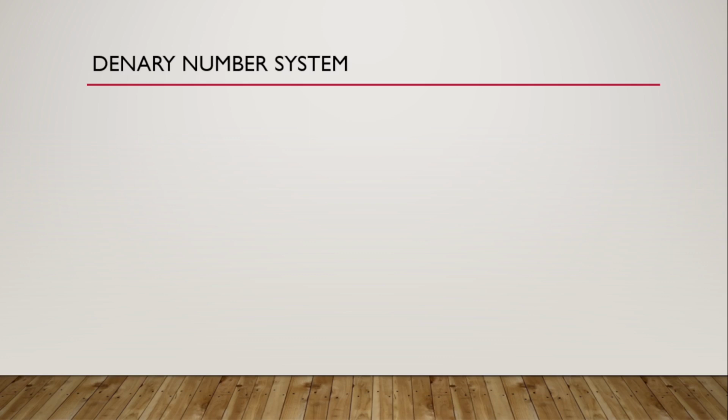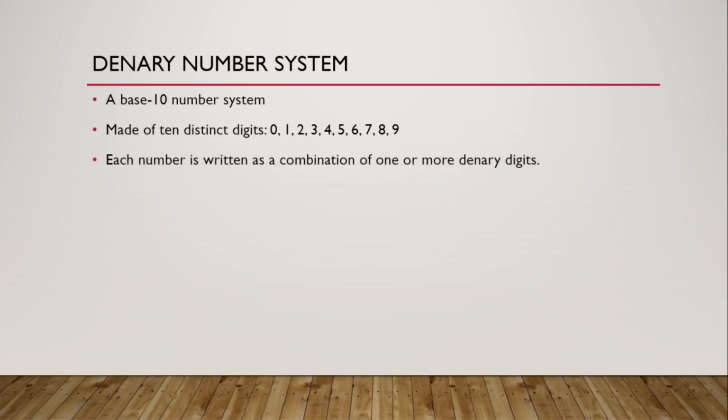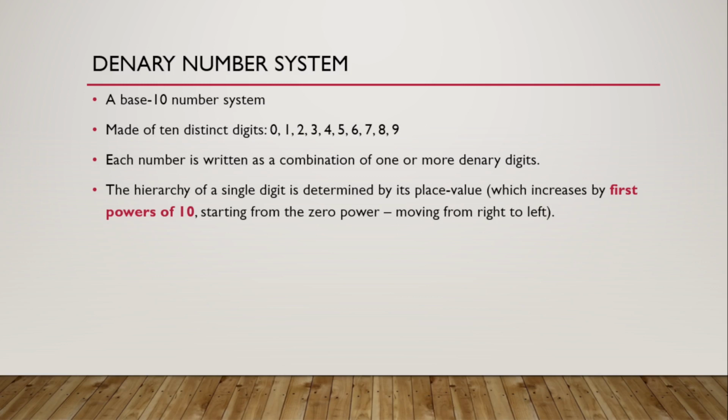To begin with, let's look at the first number system, which is the denary number system. It is a base 10 number system which is made of 10 distinct digits, 0 to 9. Each number is written as a combination of one or more denary digits. The hierarchy of a single digit is determined by its place value, which increases by powers of 10, starting from the 0 power, moving from right to left.